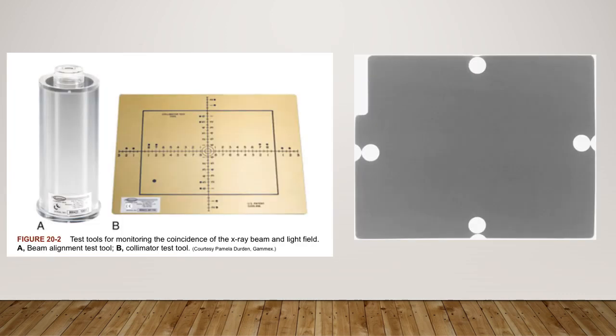There are two tests that could be used for beam restriction, and the first one is called the collimator test tool. That's the one that's on the left. The name of it is actually right here on this plate. And the one on the right is called the penny test because 8 pennies are used.